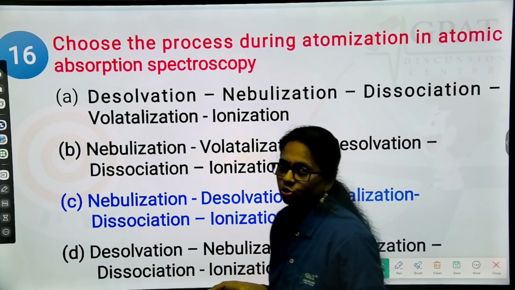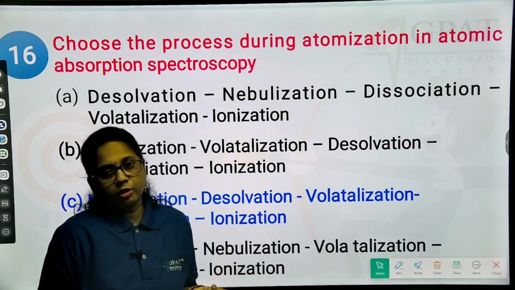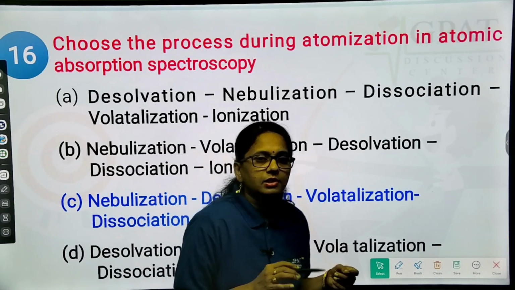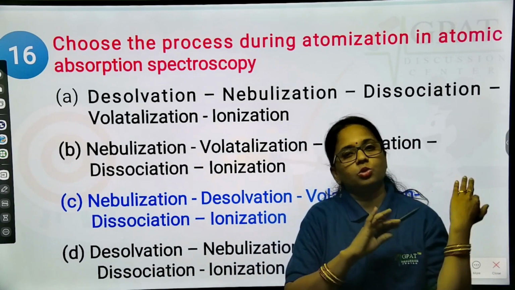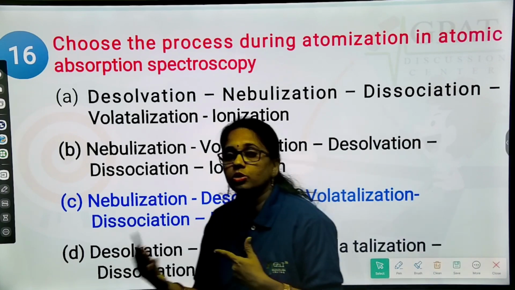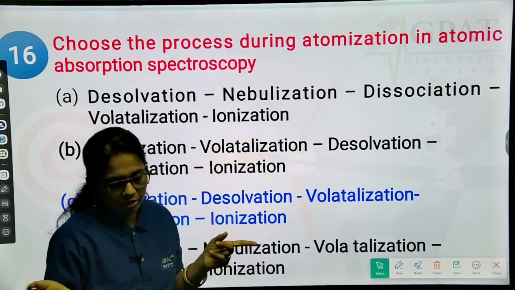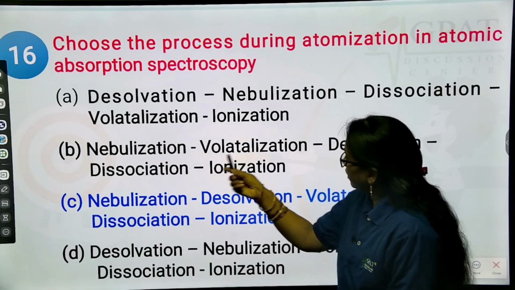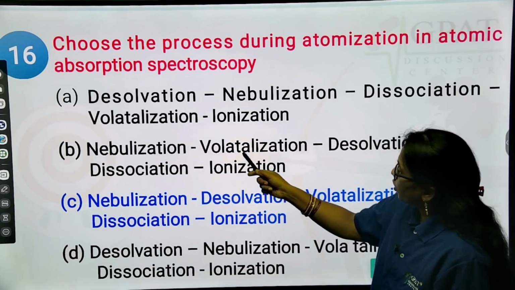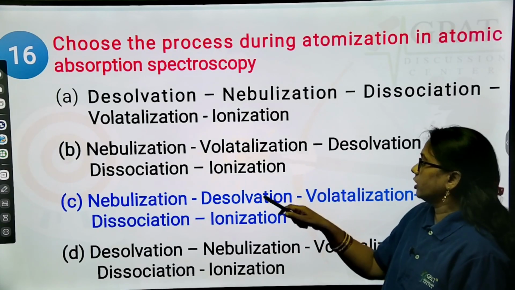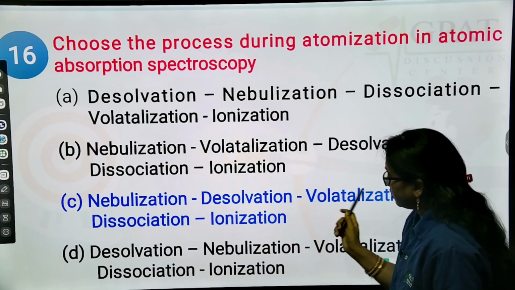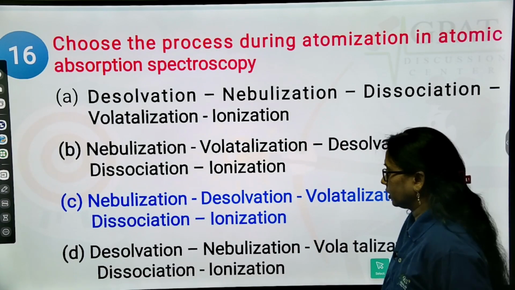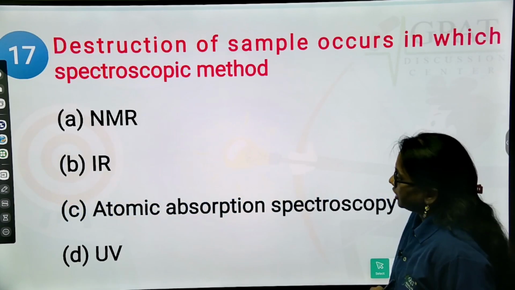Afterwards, volatilization? No, it does not get volatilized immediately. First, in the atomization process, there is desolvation: the solvent particles are desolvated from the solute. Afterwards, those particles are vaporized, and that is called volatilization. Here nebulization is correct, but desolvation and volatilization are reversed. First desolvation occurs, then volatilization, then dissociation, and finally ionization. So C is going to be the right answer.